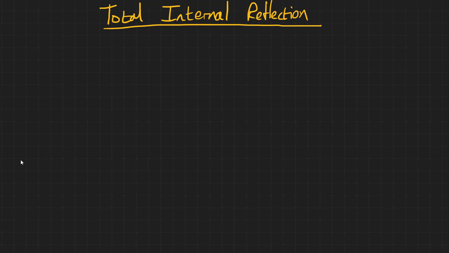Hi. In this video I will introduce the concept of total internal reflection and critical angles, and we'll also have a look at optical fibres. In my previous video I explained refraction and Snell's law, and we noted that light passing from one medium to another medium partially reflects back and partially refracts.